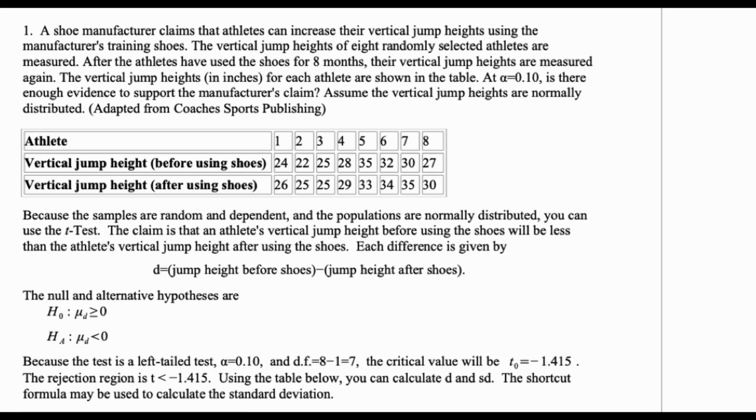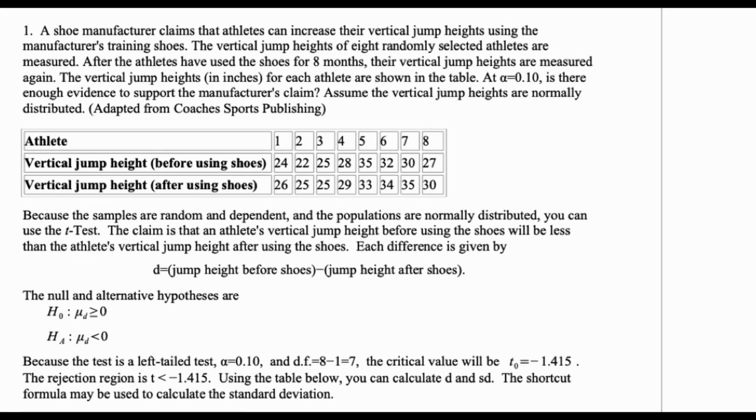A shoe manufacturer claims that athletes can increase their vertical jump heights using the manufacturer's training shoes. The vertical jump heights of 8 randomly selected athletes are measured. After the athletes have used the shoes for 8 months, their vertical jump heights are measured again. The vertical jump heights in inches for each athlete are shown in this table. We'll use an alpha level of 0.1. Is there enough evidence to support the manufacturer's claim? Assume the vertical jump heights are normally distributed.